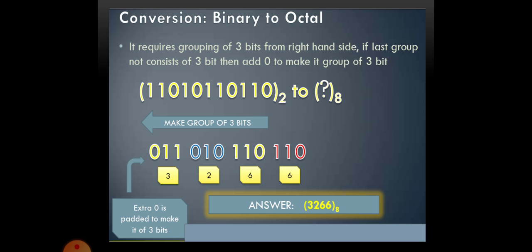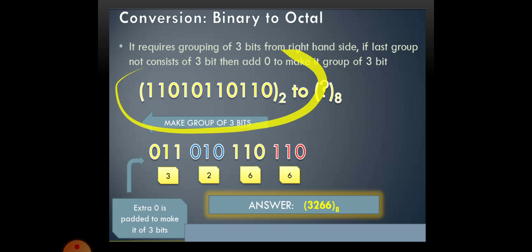The conversion from binary to octal. If you have a binary number like this, split or group the digits into 3 bits from the right hand side. From your right hand side, please group 3 bits. If the last group consists of only 2 bits, you can add 0 to make it a group of 3 bits.